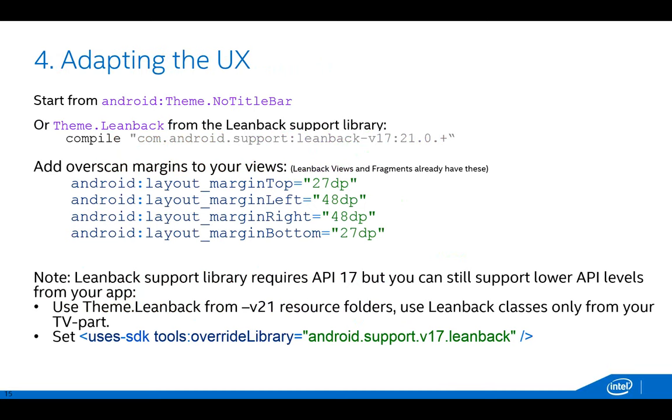User experience, you start from the no title bar, so you have no title bar, as you can see on the center of the TV. You can have it for the theme background. You have to have some overscanning margins to your views, and those are just some examples, but you have to also take care of that. But please note that lean back support is only in API 17. You can also support previous API levels, but then you have to do a few tricks to make it work. The lean back module is only in API level 17.